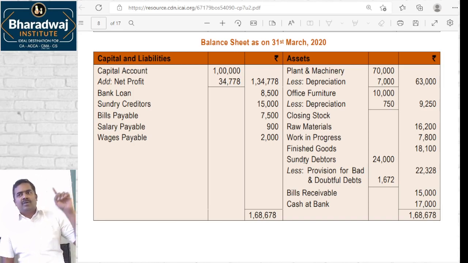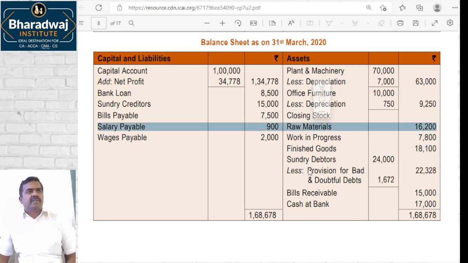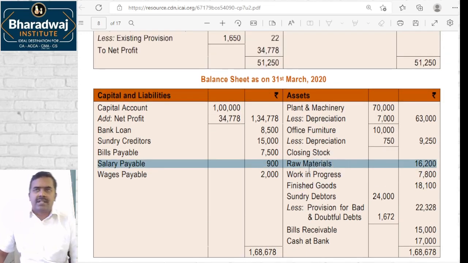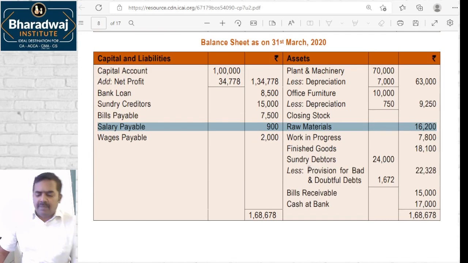Simple. Only one inventory will be there for a trader. Which inventory? Finished goods, closing stock, all of them. But three types of inventory will be there: WIP, finished goods, and which one? Raw material. Three types of inventory. All others are same. You are a trader. Done now.